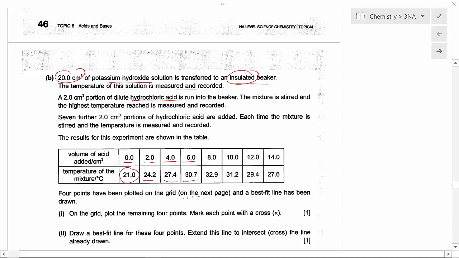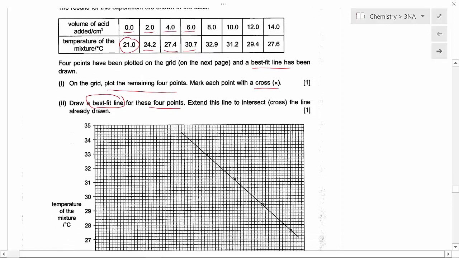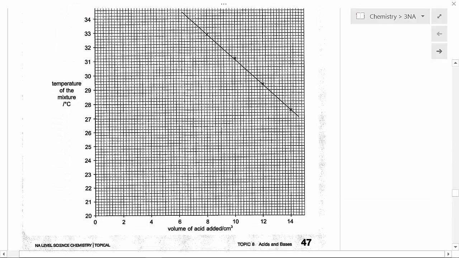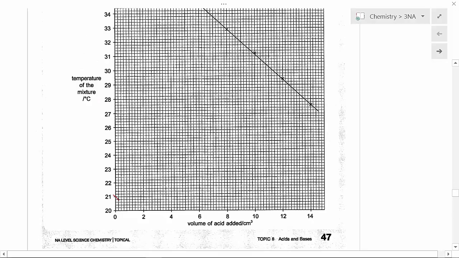So 4 points have been plotted, and then the best fit line has been drawn. You are supposed to plot the remaining 4, mark them with a cross, and then draw a best fit line for these 4 points. Alright, so 0 is 21.0. It's here, 21.0.